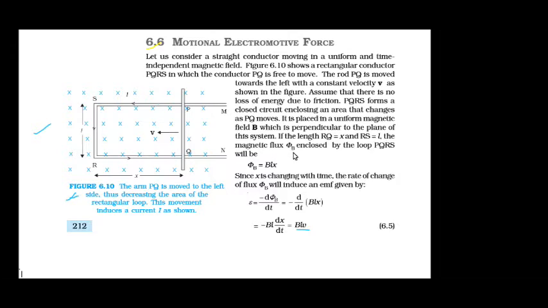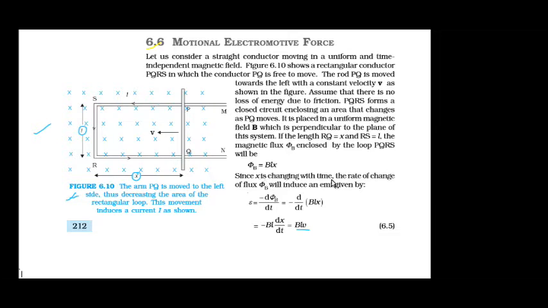The magnetic flux phi B enclosed by the loop PQRS will be phi B = BLx. B is the uniform magnetic field and L is the length. Here, L is the length, and x is the breadth. So phi B is equal to BLx.